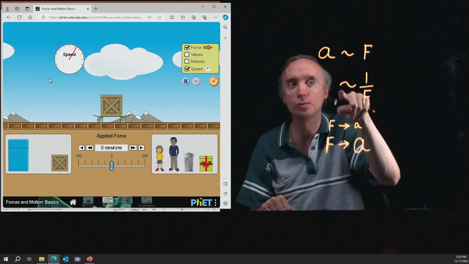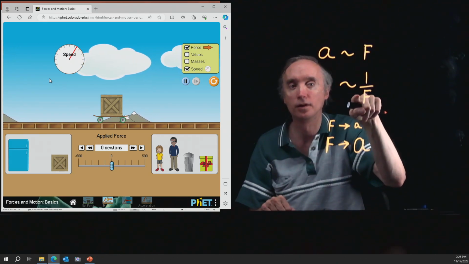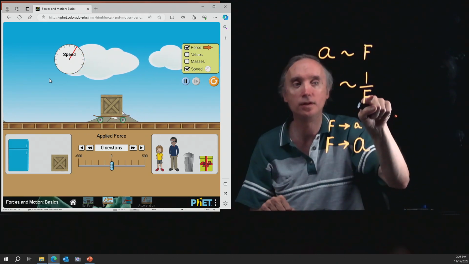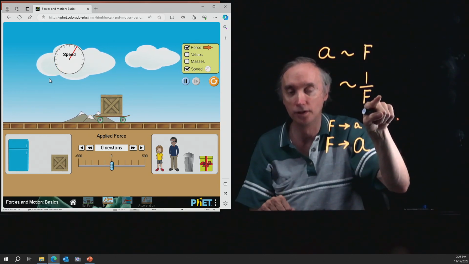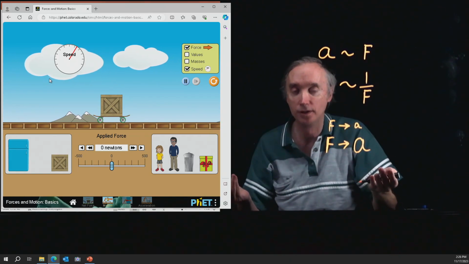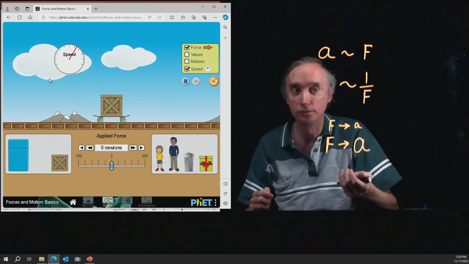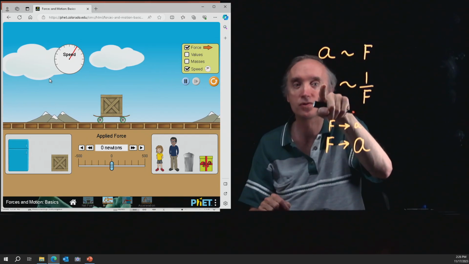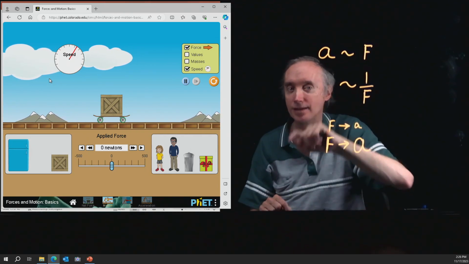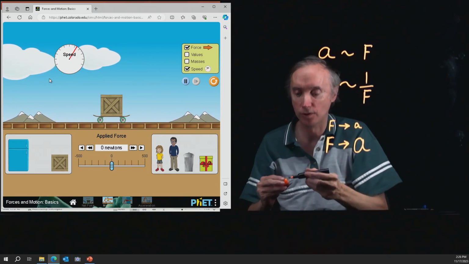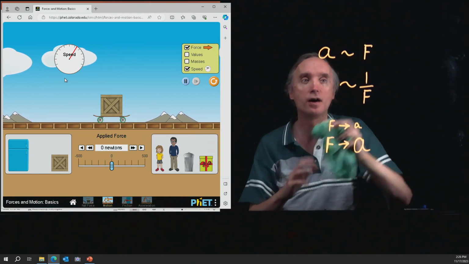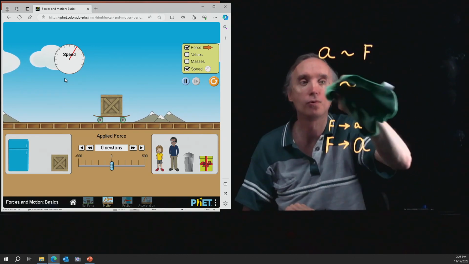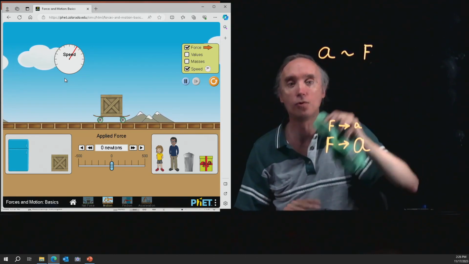Okay, what would this one be saying? This one would be saying that if you increase the F, it's in the bottom part of the fraction, like 1 divided by 10 is 0.1. So this number would get smaller, and that did not happen. So now what we know is that the acceleration of an object is proportional to its force.